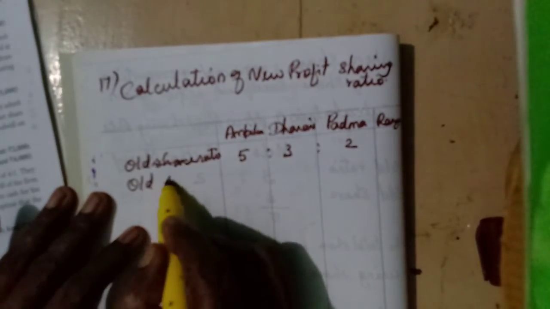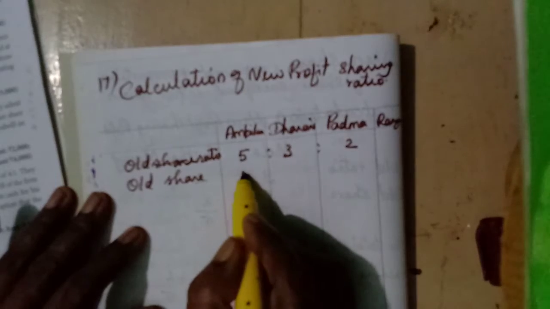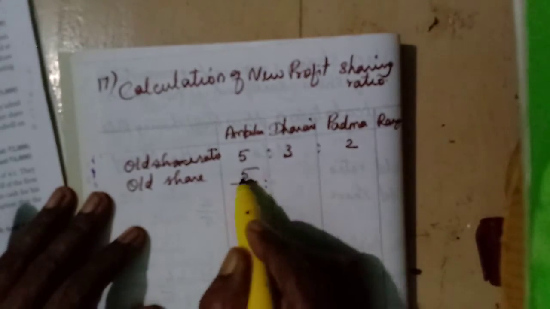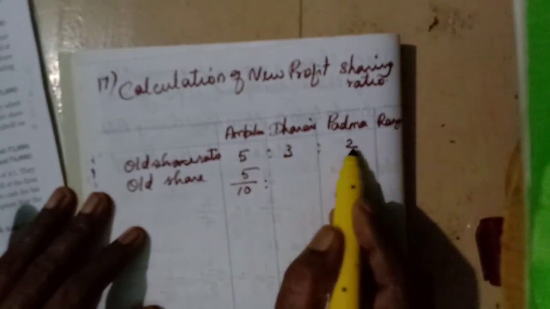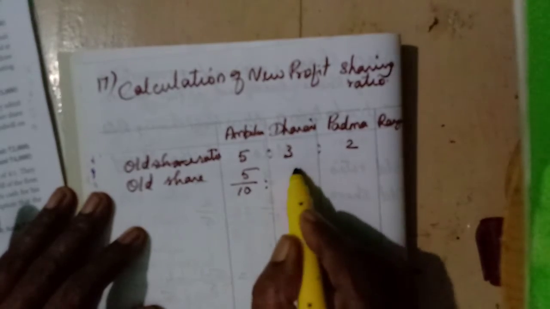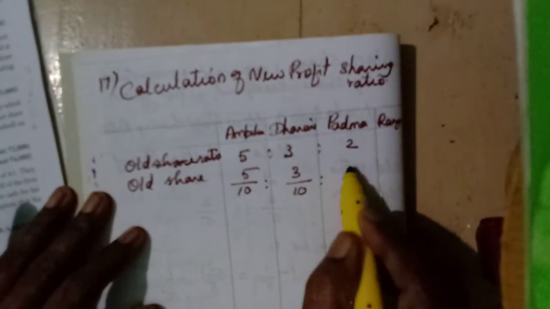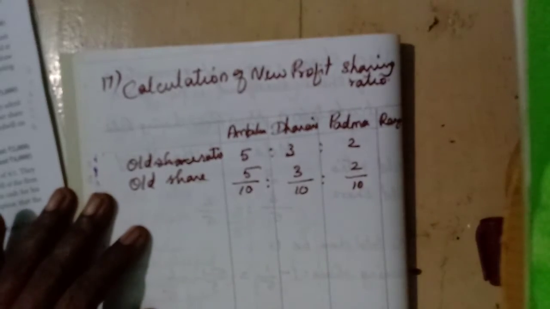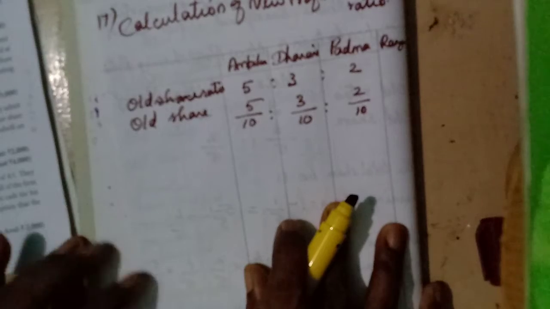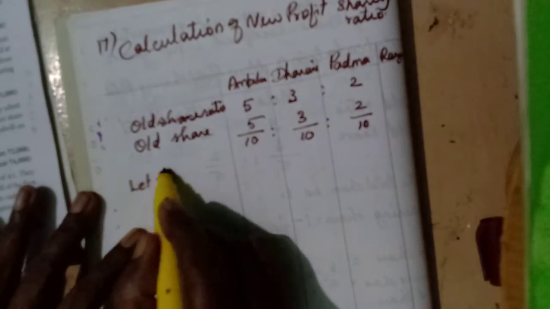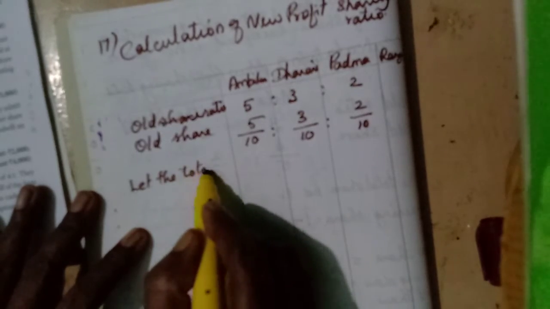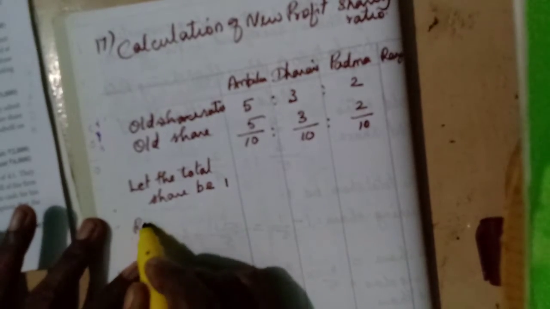Now old share: 5 by 10. Total share 5 plus 3 plus 2 is 10. Then 3 by 10, 2 by 10. Okay, now we have to write. Let the total share be 1.